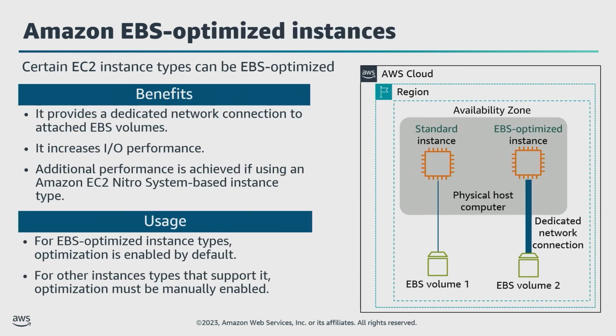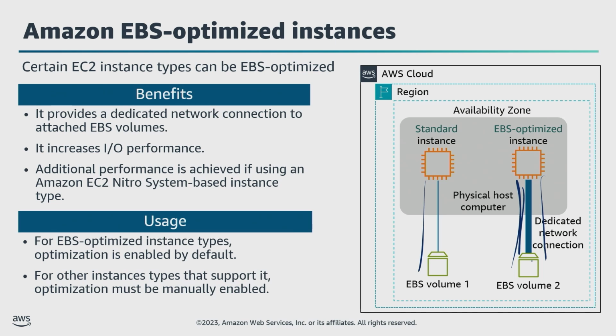Certain EC2 instance types can be optimized so that I/O access to an EBS volume is increased. These instances are called Amazon EBS optimized instances. An Amazon EBS optimized instance has a dedicated network connection between itself and an EBS volume. EBS volumes can only be attached to one instance at a time.